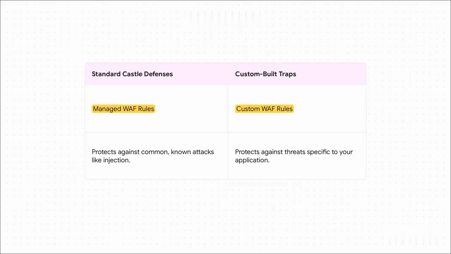Now, this is where it gets really cool, because we can customize our defenses. Managed WAF rules, think of those as your standard issue high walls and moats. They protect against all the common invasion tactics that everybody knows about. But custom rules? Ooh, that's like your secret sauce. These are the hidden traps and clever defenses you designed specifically for your fortress, protecting you from attacks that are tailor-made to exploit your unique weakness.